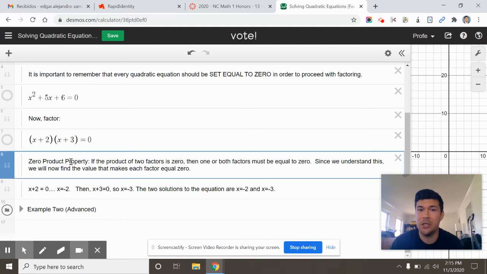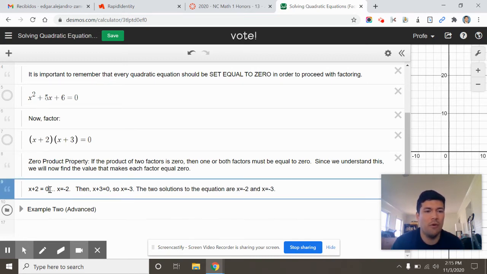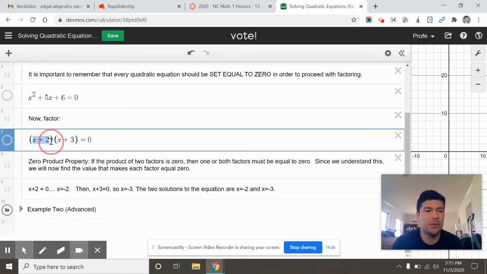Think of it: something times something else equals 0. Well, one of those two things has to be 0. One or both of them have to be 0. For example, 5 times 0 equals 0. Okay, so that's the zero product property. And what we do is we use the zero product property to find the two solutions, because we're going to think, okay, well, x plus 2 is a factor. Let's make that factor 0.